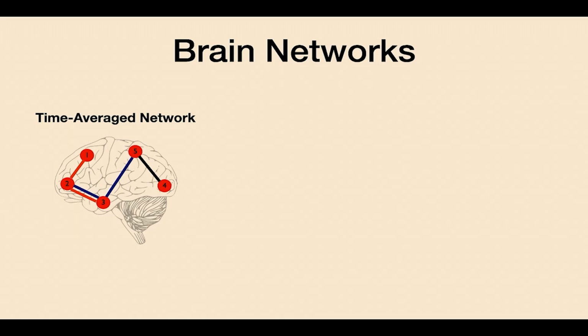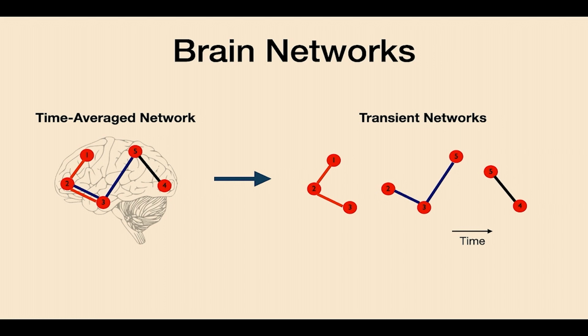So how does one calculate a network from imaging data? A typical approach is you define some nodes, which are regions of interest, and these could be parcels or voxels or whatever level you want. And then you calculate a metric for connectivity between these nodes, and these are edges in your network. And what's typically done is you take your entire time series and you calculate a time average network.